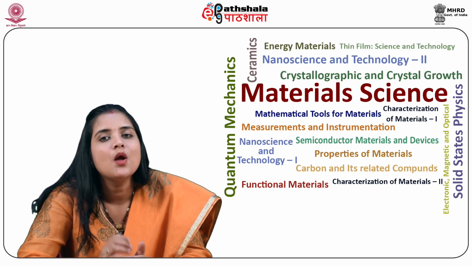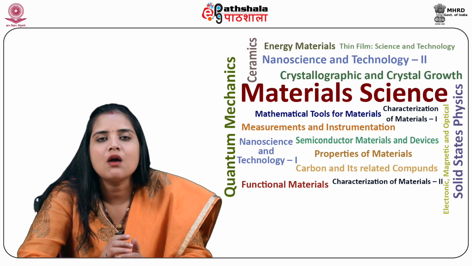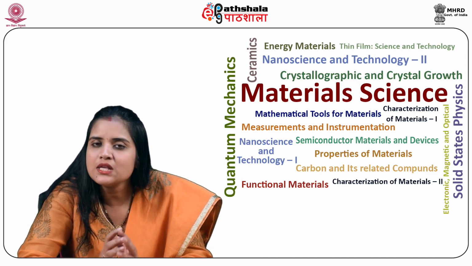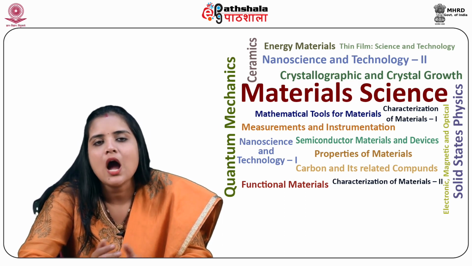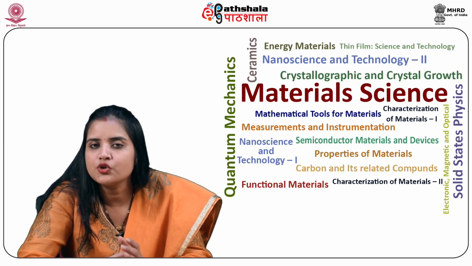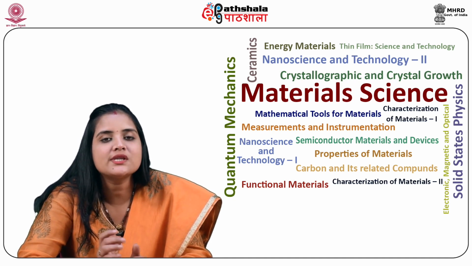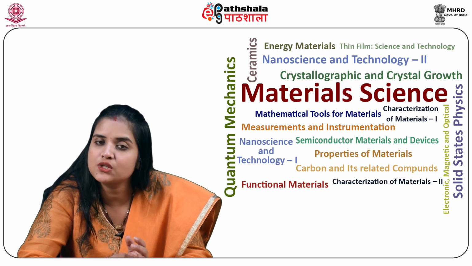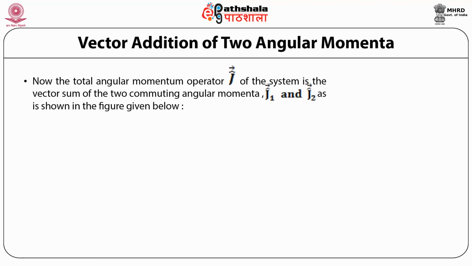Such a relation is also true for other components of operator J. From the above discussion, we can see that in situations where we have two angular momenta, here operator L and operator S, but henceforth we shall call them operator J1 and J2, which commute, are in general not constants of the motion. In such cases, we look for the eigenstates of operator H, which are simultaneous eigenstates of operator J square and operator Jz. Now, the total angular momentum operator J of the system is the vector sum of two commuting angular momenta J1 and J2, as can be seen in the figure.